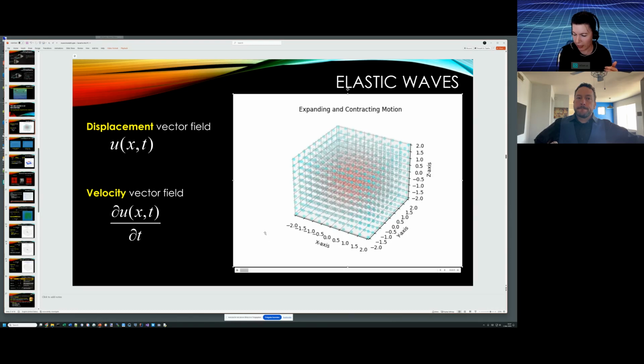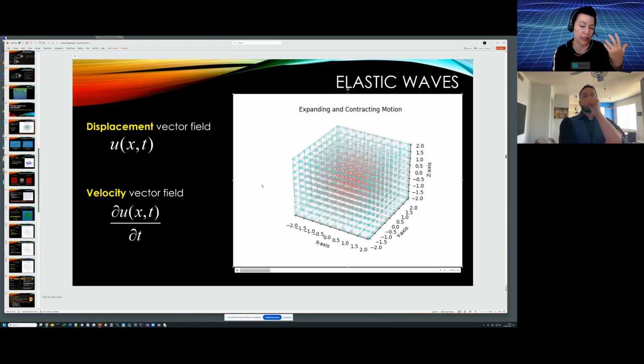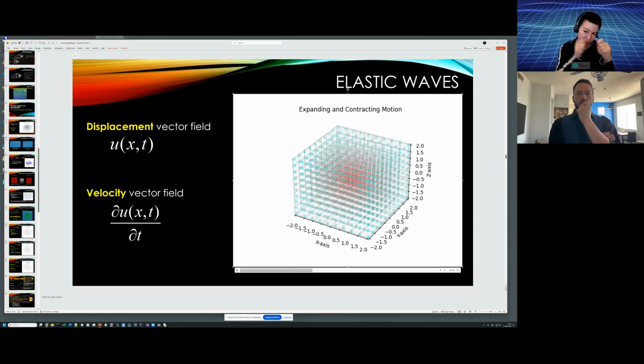Similarly, the next concept would be the velocity vector field. We can also look at how fast these grid points are moving and wobbling and oscillating, right? Again, here in the middle you see that these points are moving faster than towards the outside. So you can visualize this as a vector field now. I think you probably know where I'm going with this.